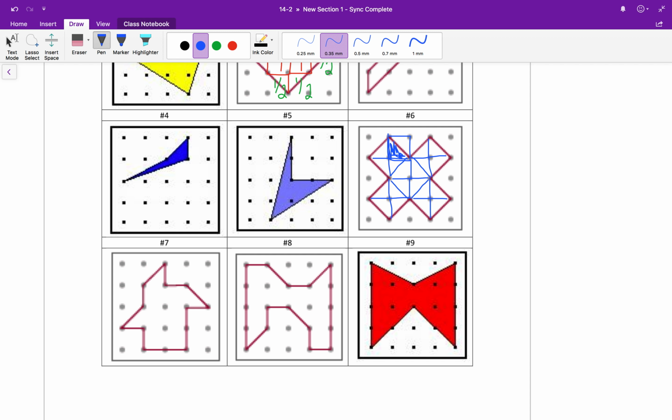2.5, 3, 3.5, 4, 4.5, 5, 5.5, 6, 6.5, 7, 7.5, 8, 8.5, 9, 9.5, 10. So 10 units squared. There's shortcuts that you can take for all of these.